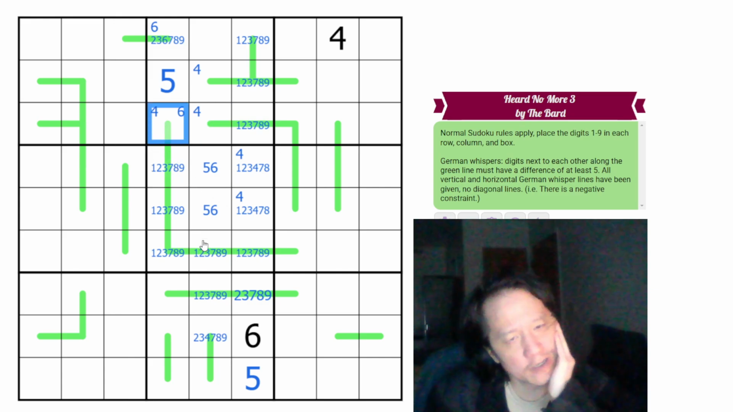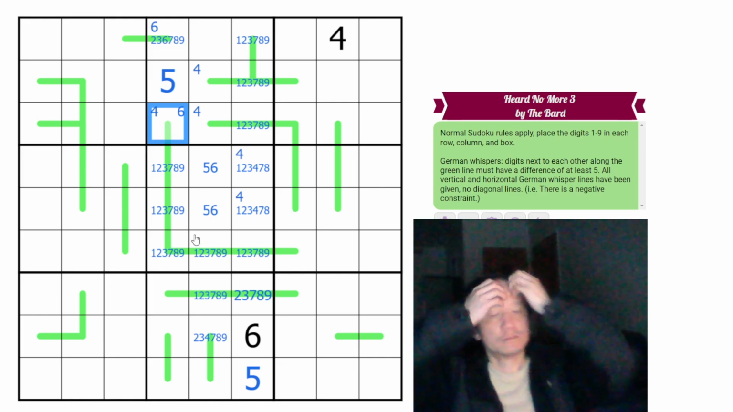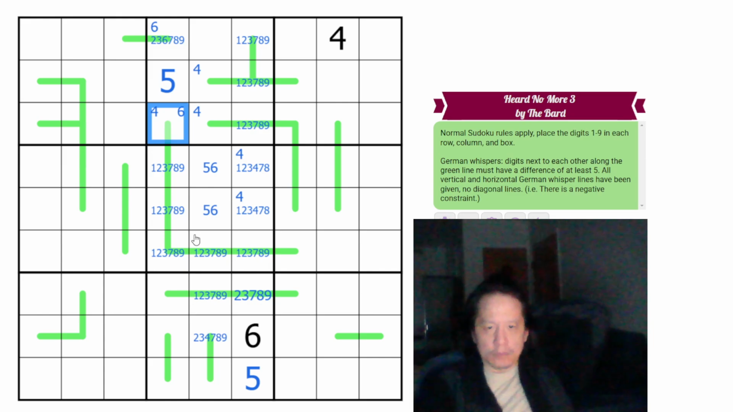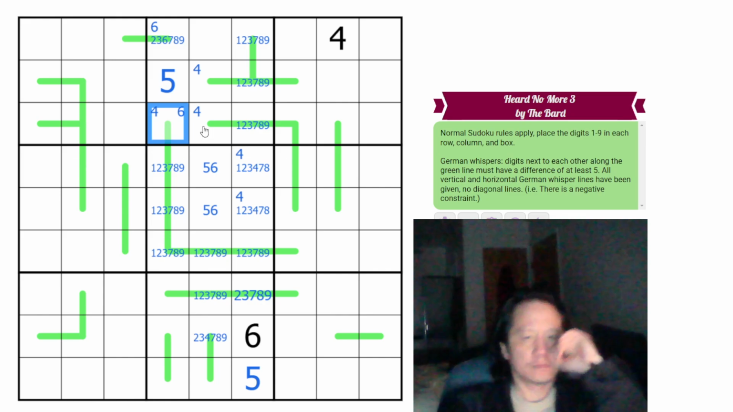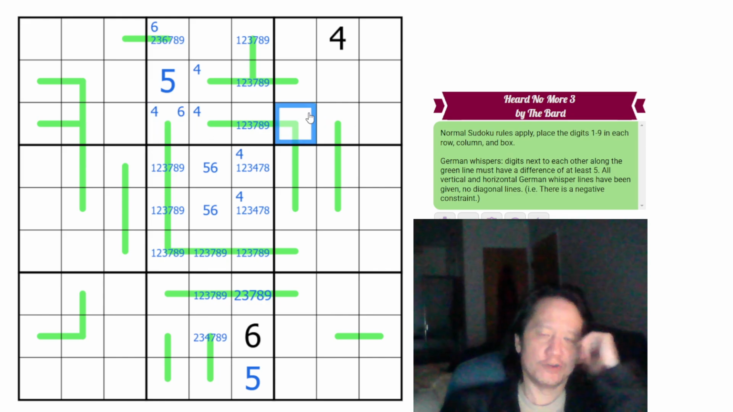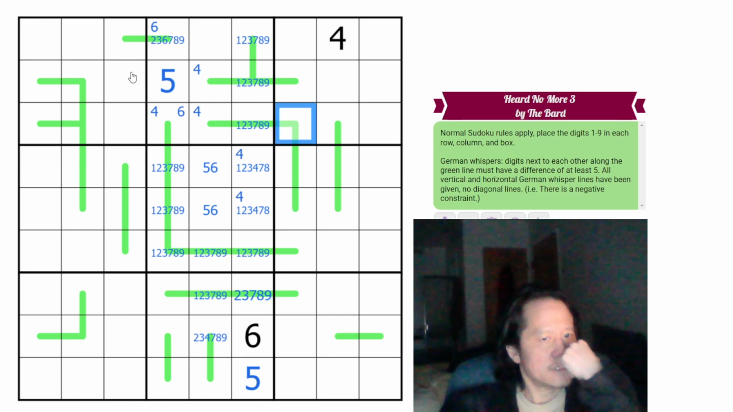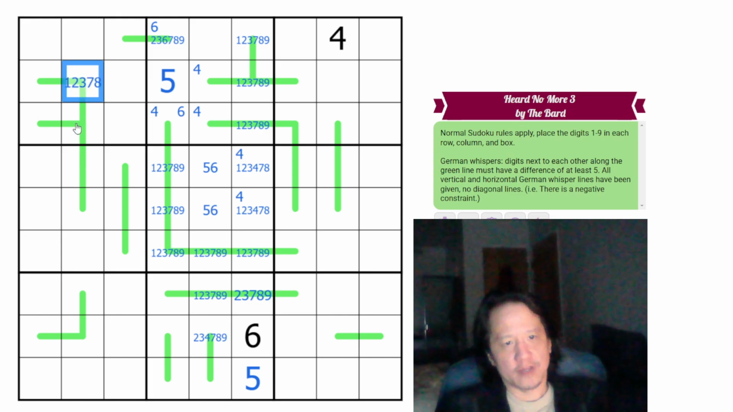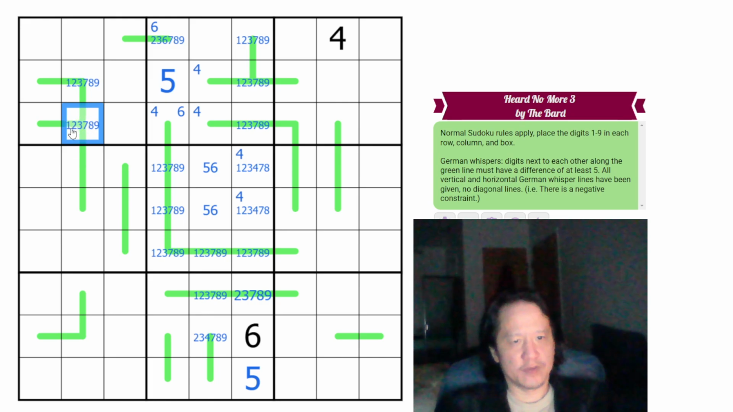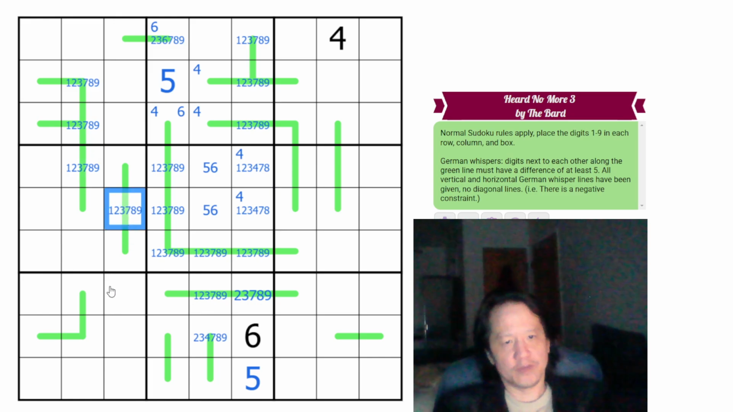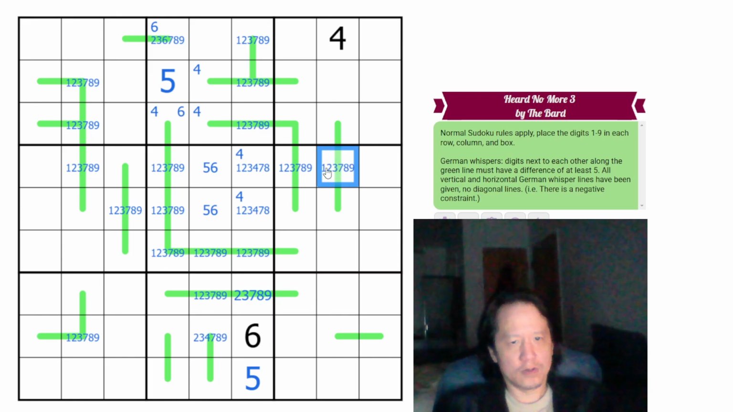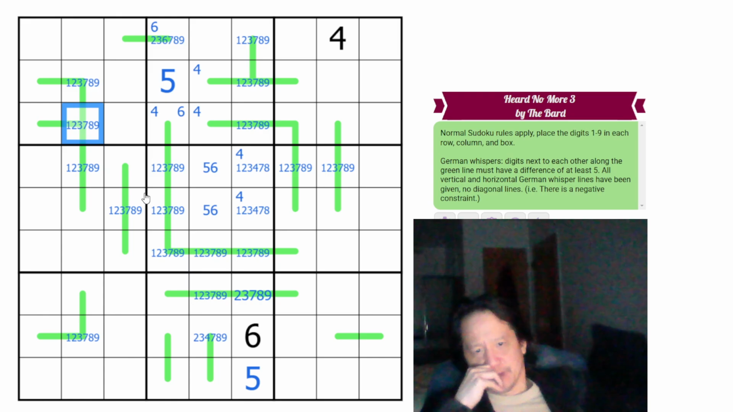Not sure what else we got. This can't be a 4, but it could be a 6. This is next to two unique digits, so it's 1, 2, 3, 7, 8, 9. Same here. That doesn't tell us very much.